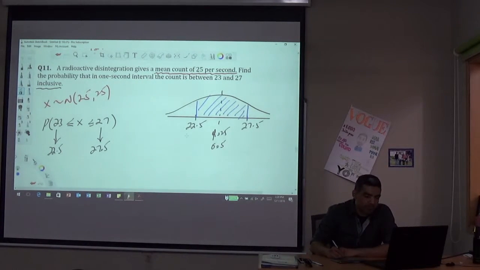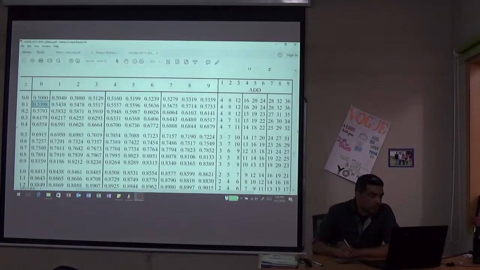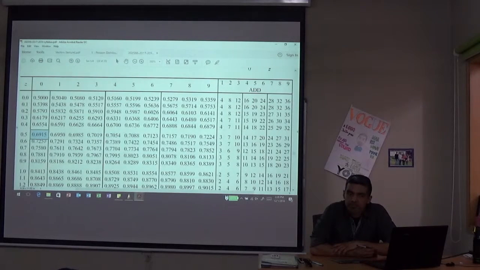So the z value is negative 0.5 and this one is 0.5, the same. Okay. Are we all getting this? Minus 0.5 and 0.5, right. Let's check the table. So the probability for 0.5 is 0.6915.